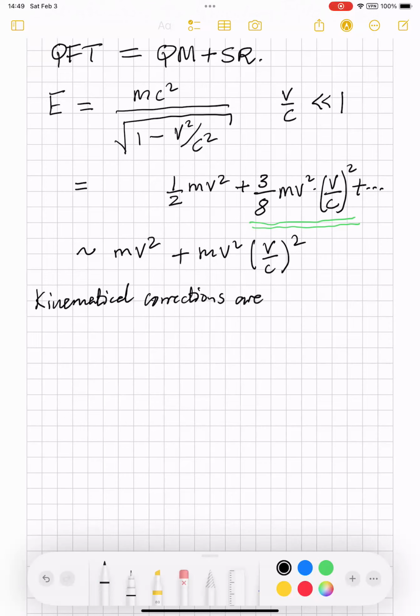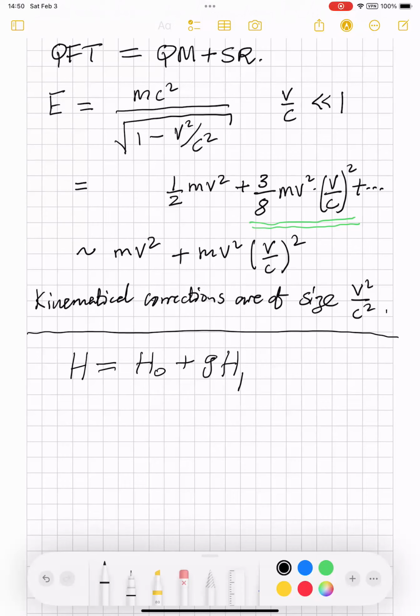Now I want to calculate the size of multiparticle corrections, and I'm going to try to show you that they are the same size as kinematical corrections. So that's what we're going to try to do now. So I imagine I'm calculating some energy. So to calculate an energy, I should tell you what is the Hamiltonian. So the Hamiltonian, I will imagine, is H naught plus some coupling multiplied by H1.